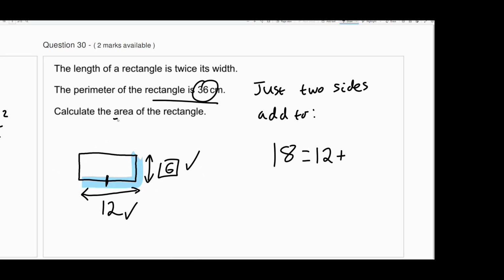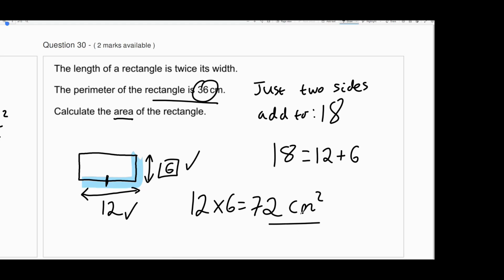How am I going to work out the area? Do 12 times 6, brilliant. So we have 12 times 6, which is 72. So obviously just being careful there to get that last accuracy mark, and we get 72 centimeters squared.